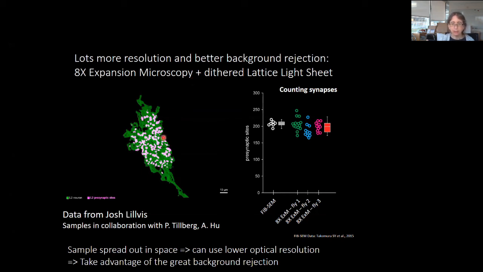And you have to ask the same questions about whether your label is surviving through all of that sample prep. And here's his data on that, counting up the synapses in that same arbor and comparing to the FIB-SEM, and it's a good match. So that's not a guarantee, but he showed that it all worked.